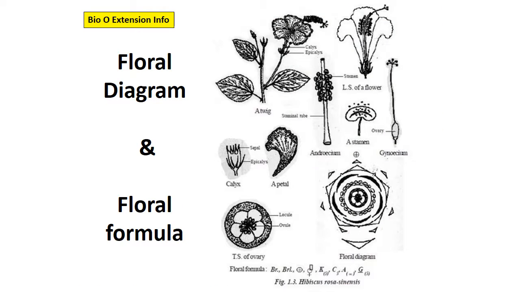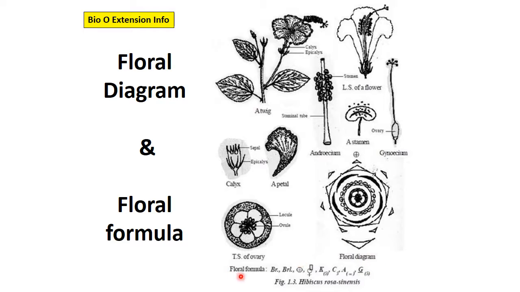Next, let us look at the floral diagram and floral formula. Down here, this is the floral diagram. This is an example of the floral diagram. The floral diagram has its own symbols, which are the standard way to represent the sepals, petals, stamens, or the ovary. In reality, it is quite close to the shape and pattern of the flower structure.